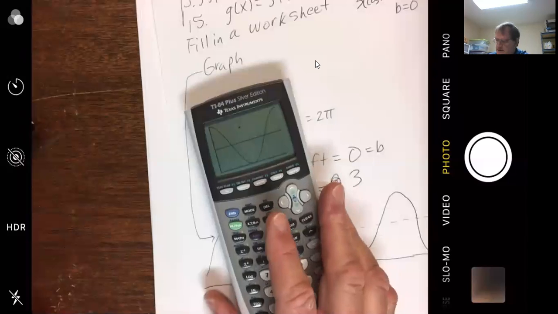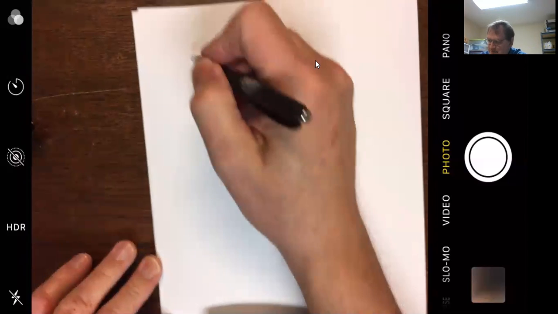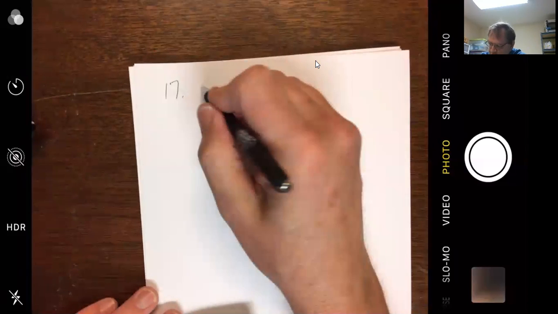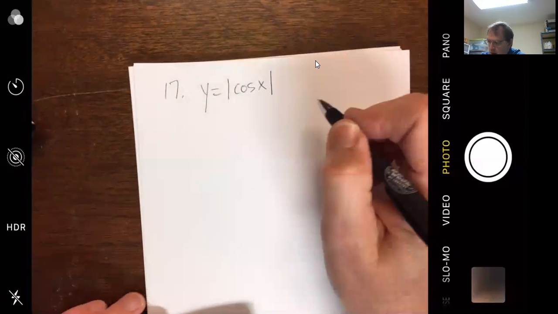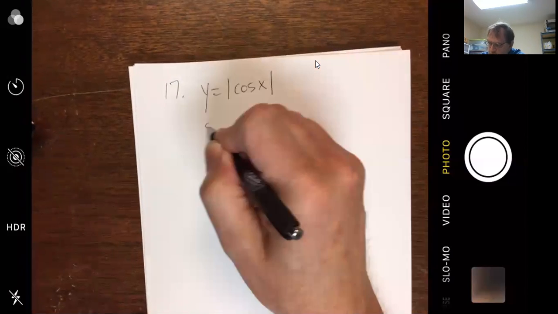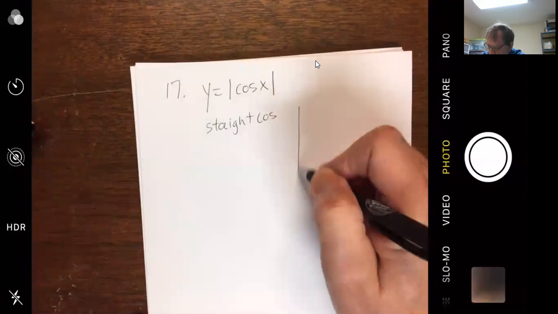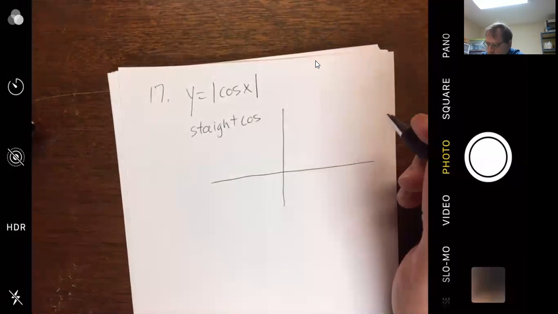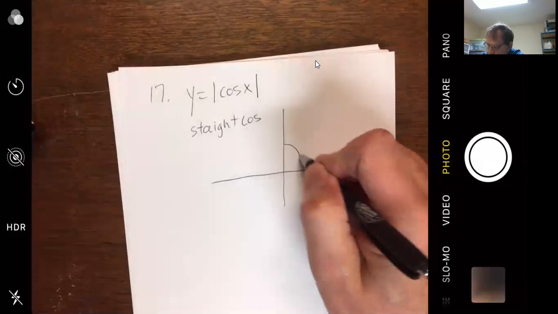All right. Number 17 is a little bit strange: the absolute value of cosine x. Just trying to sketch out what it's going to do. Your straight cosine of course does this.